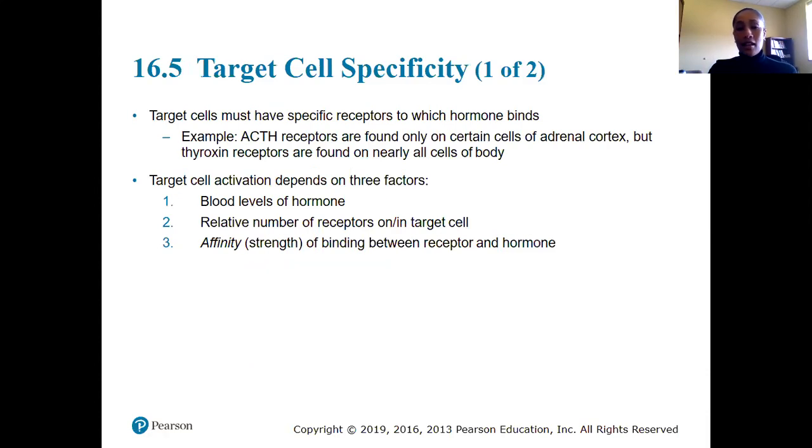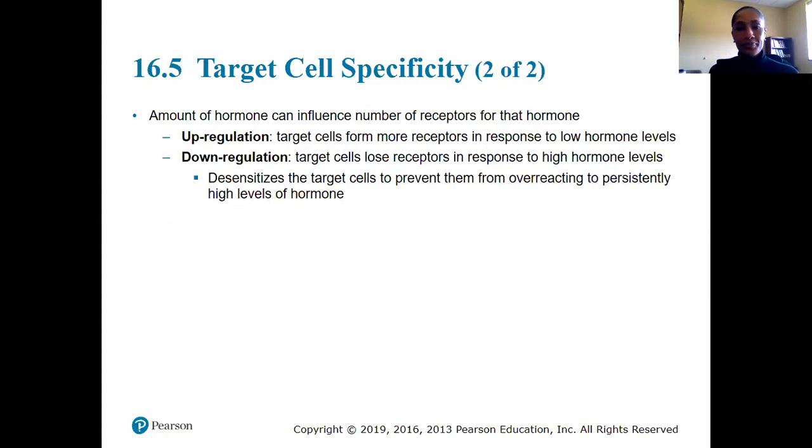if a target cell has a lot of receptors for a hormone, that's going to cause a greater response of that hormone on that cell compared to a cell that maybe only has one or two receptors for it. And then lastly, the affinity or the strength of binding between the receptor and the hormone will also determine the response of that hormone on the cell. So if there's a good affinity, a good binding of that hormone to its receptor, then it's going to cause a greater response, versus if the receptor and hormone have a weak interaction or binding relationship.